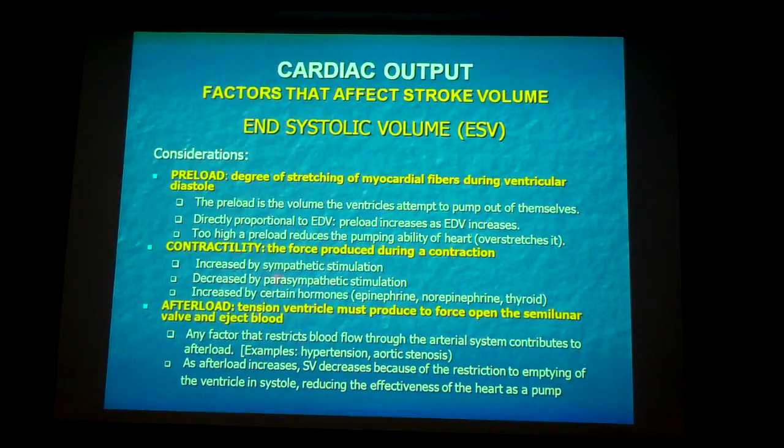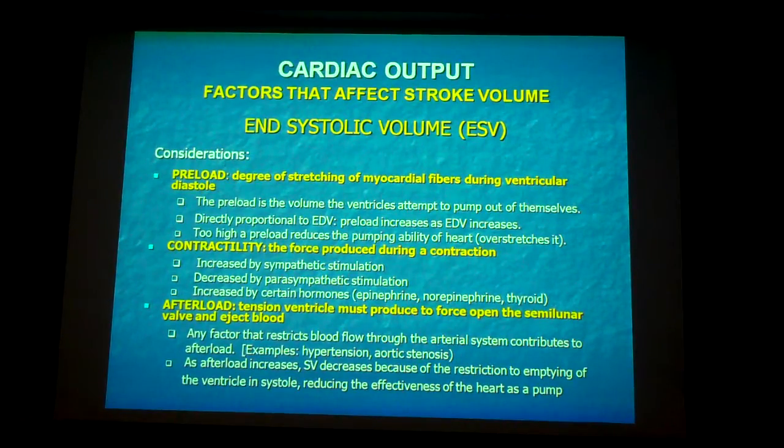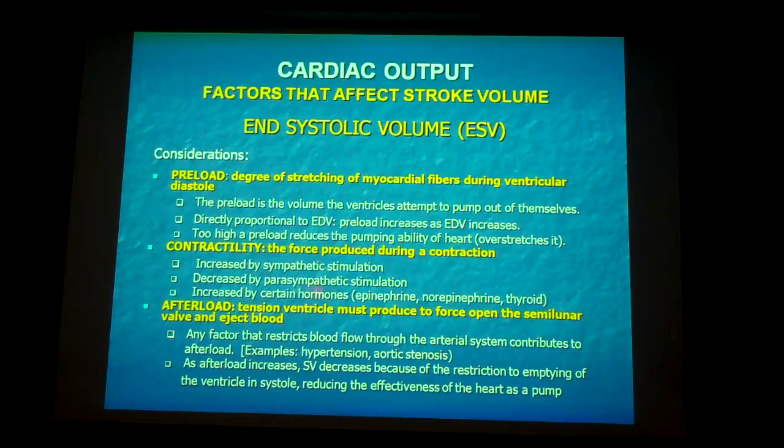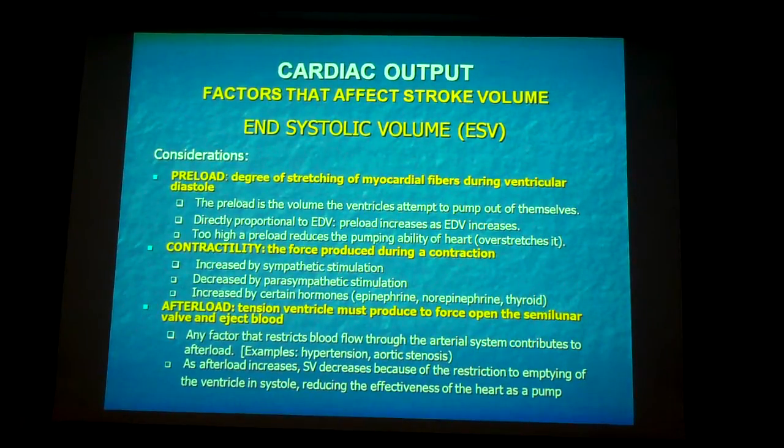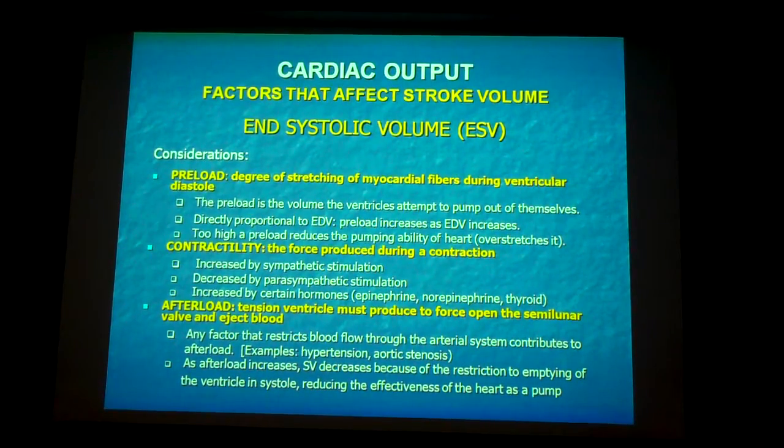So if you're exercising, you get sympathetic stimulation, you get more forceful contraction. If you are eating a big meal and lying down taking a nap after that, you're going to get parasympathetic stimulation and your heart is not going to work as hard. Certain hormones will increase the force, like epinephrine and norepinephrine, also thyroid hormone.